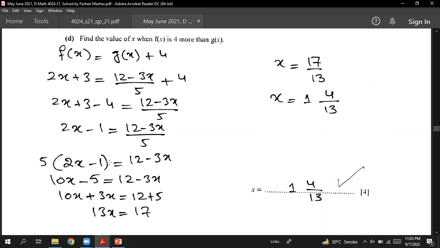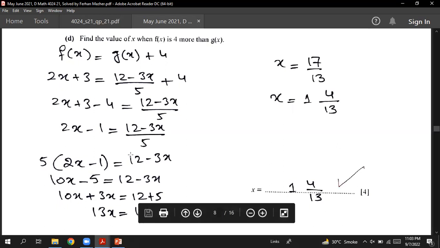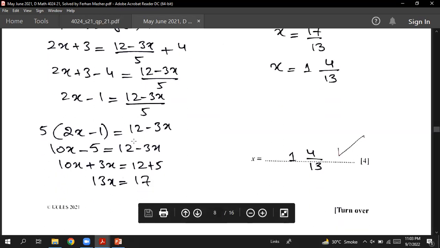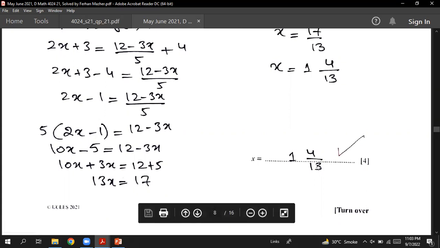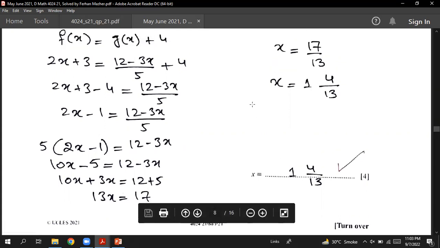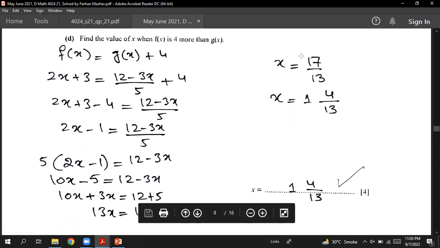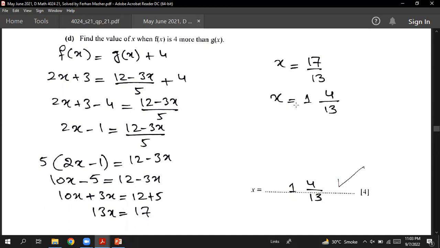So 5(2x - 1) = 12 - 3x. So it will be 10x - 5 = 12 - 3x. So you will have 10x + 3x = 12 + 5. 13x = 17. So x will be equal to 17/13. So x will be equal to 1 whole 4/13. So 1 whole 4/13 is the answer.